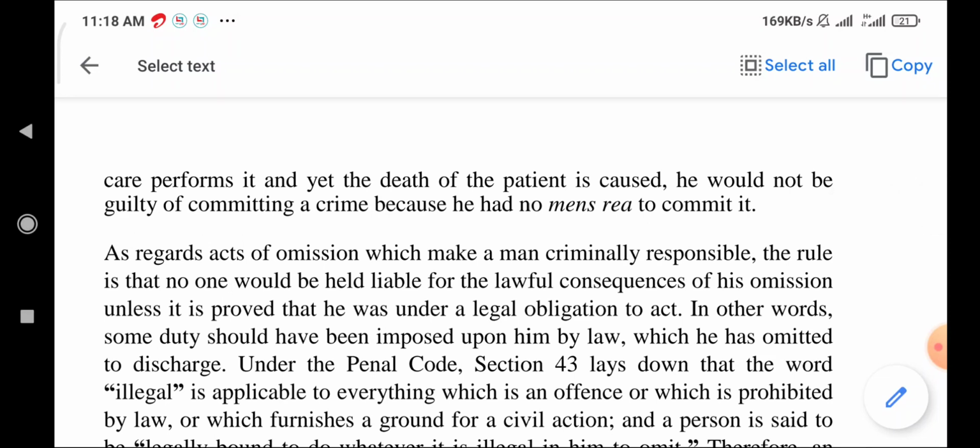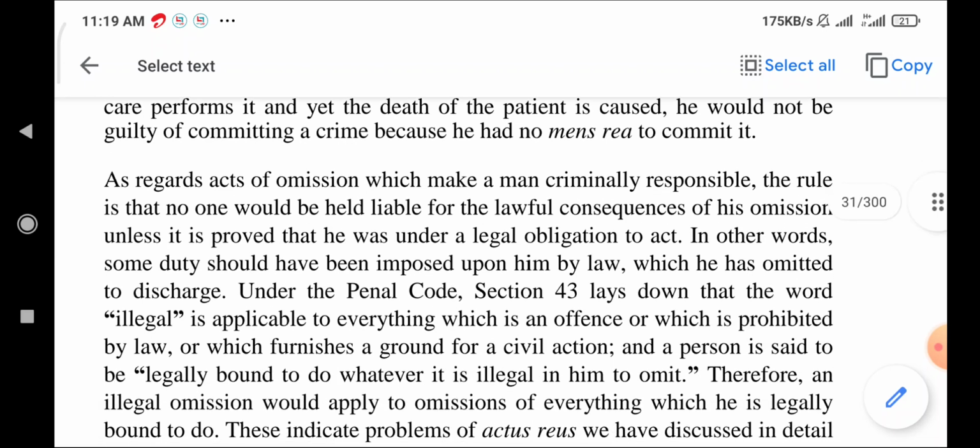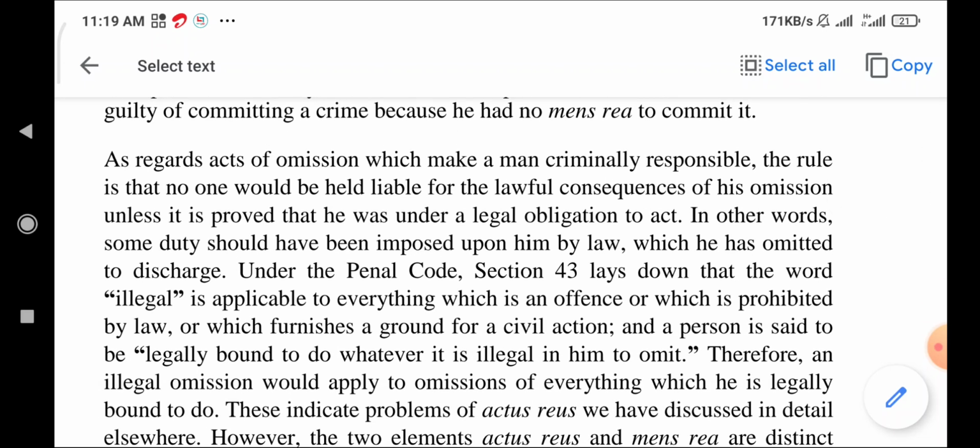As regards acts of omission which make a man criminally responsible, the rule is that no one would be held liable for the unlawful consequences of his omission unless it is proved that he was under a legal obligation to act. In other words, some duty should have been imposed upon him by law, which he has omitted to discharge. Under the Penal Code, Section 43 lays down that the word illegal is applicable to everything which is an offense or which is prohibited by law or which furnishes a ground for a civil action, and a person is said to be legally bound to do whatever it is illegal in him to omit.